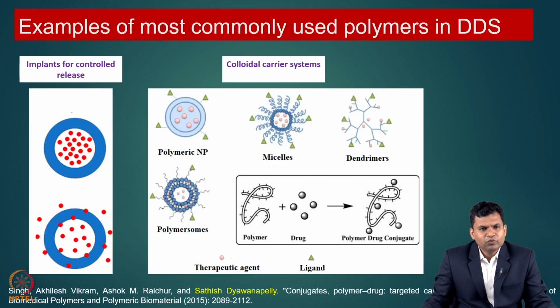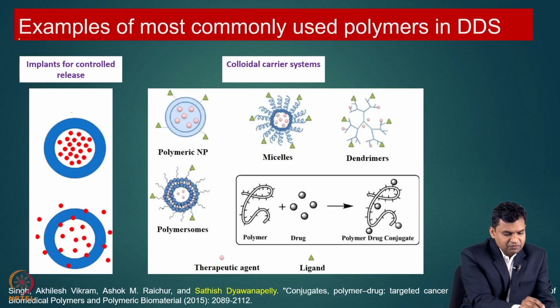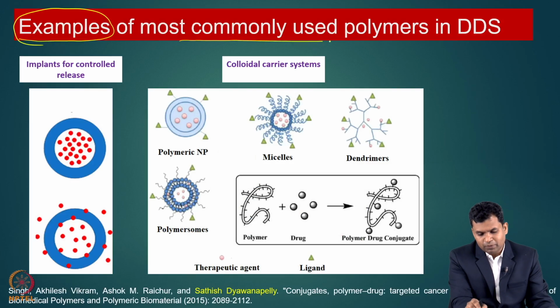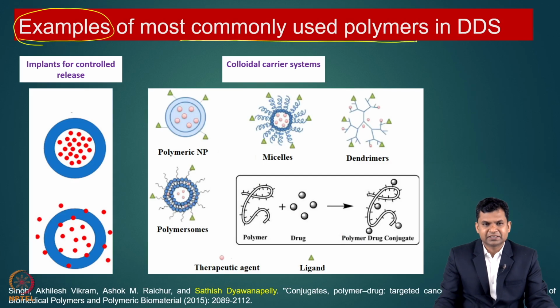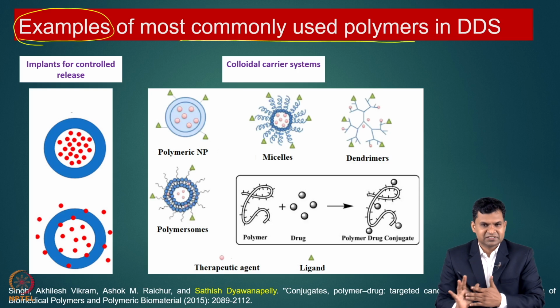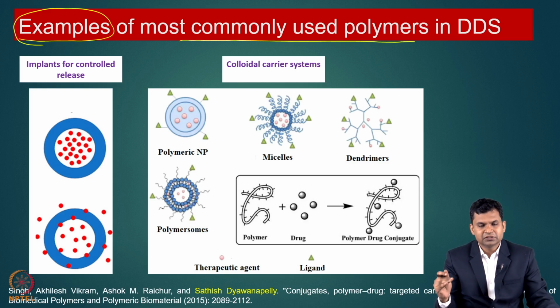So, today we are going to discuss various examples of the most commonly used polymers in drug delivery systems. We are going to see what their nature is, how they respond in the body and how they degrade in the body, and we will see some examples.